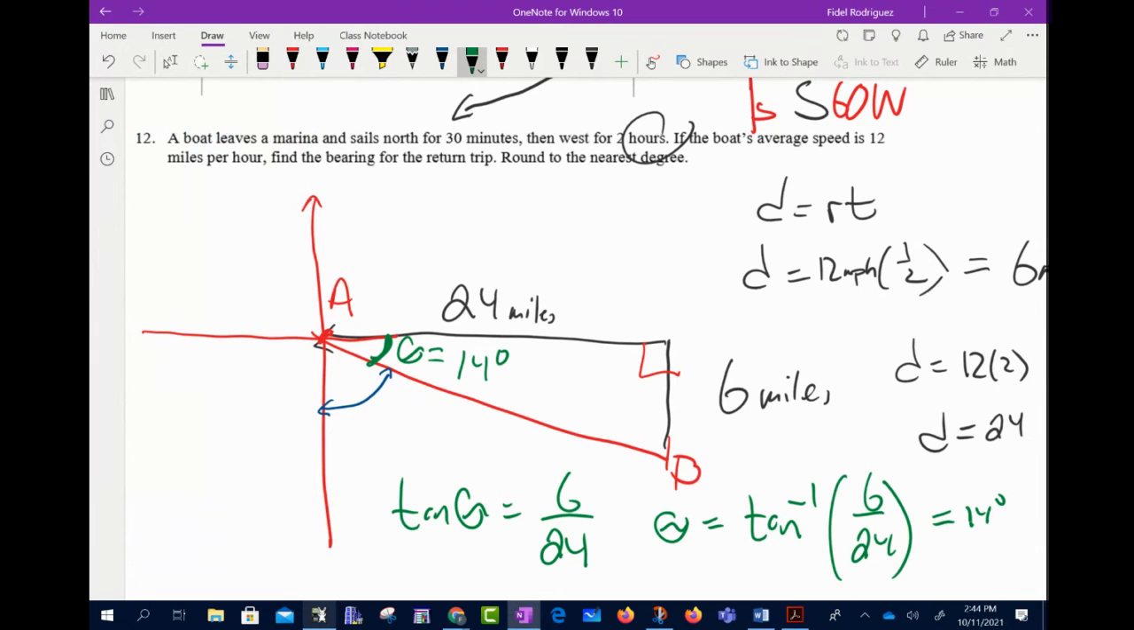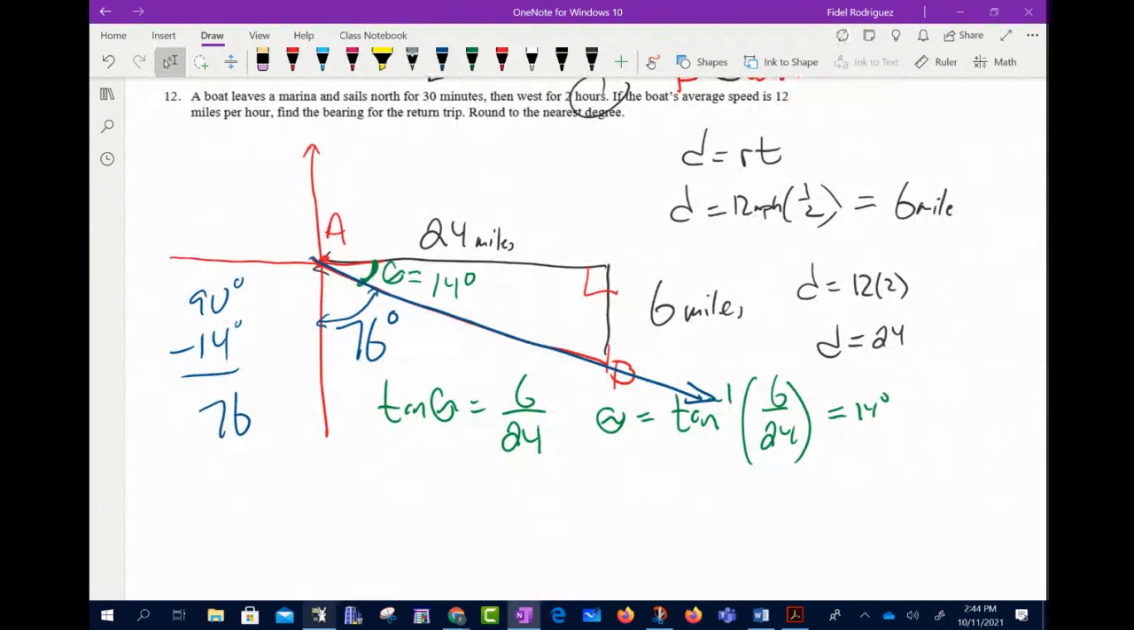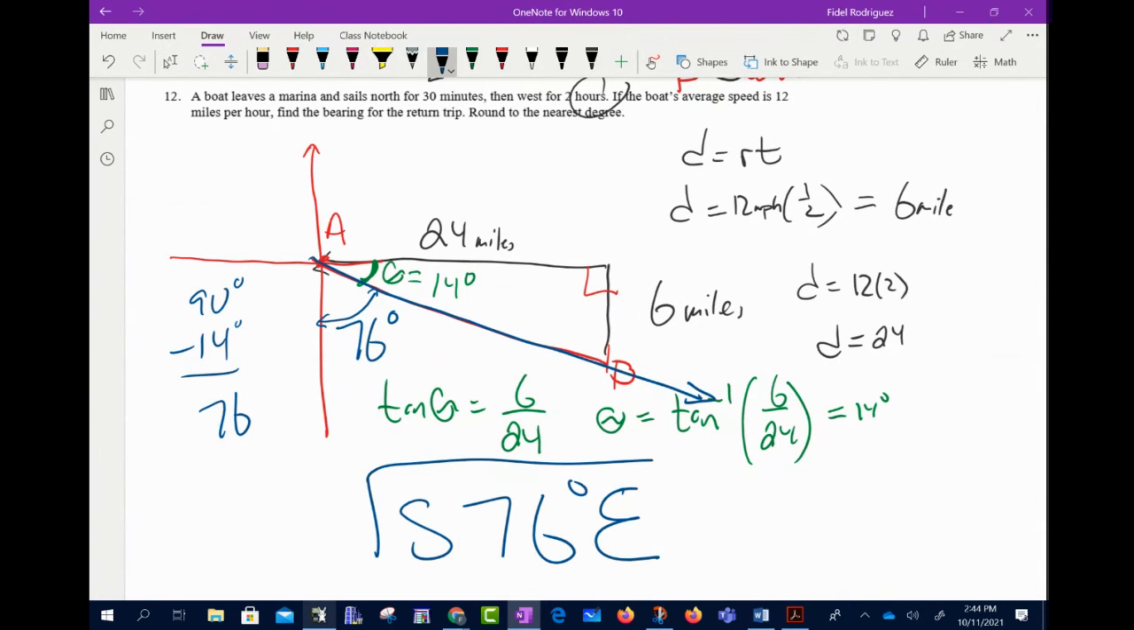How would we find the angle in blue? Subtracted from 90? So we would say 90 minus 14 degrees would be what? 76 degrees. Okay. So y'all, remember what we're trying to find? We're trying to find the bearing for the return trip. Are we heading north or south? South. 76 degrees. Are we heading east or west? And we found it, right?